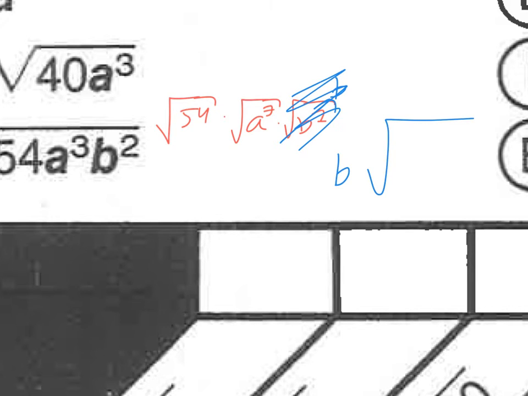Now let's look at the number, 54. Again, I can break this apart into some factors. I think factors of 54 would be 9 and 6. Square root of 9 times the square root of 6.